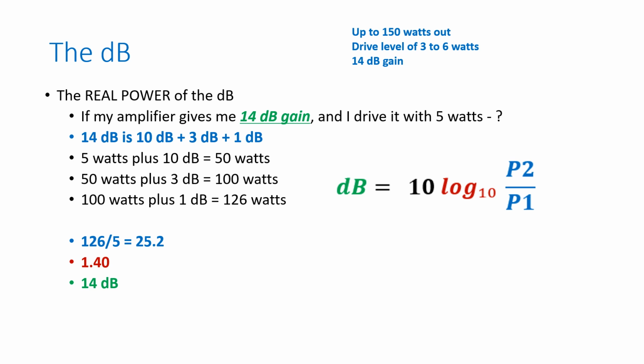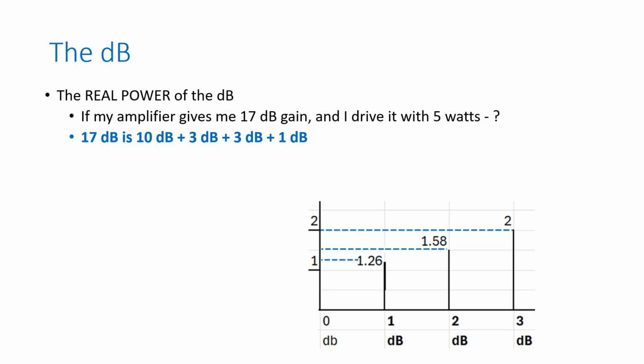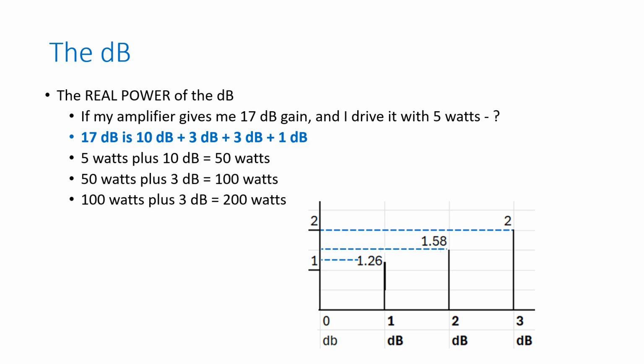And you can do it with any numbers. Let me show you. What if I had 17 dB gain? Well, 17 dB is 10 plus 3 plus 3 plus 1. Remember my little wallet card here. I do it again. 5 into the 10 dB. Then 3 dB doubles the power. Then 3 dB doubles the power again. And then 1 dB increases it by 1.26.